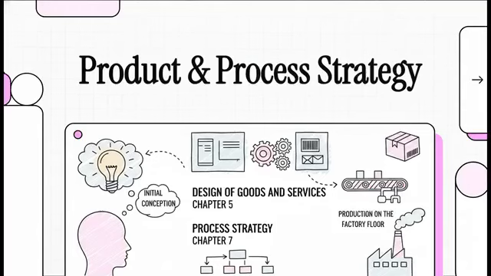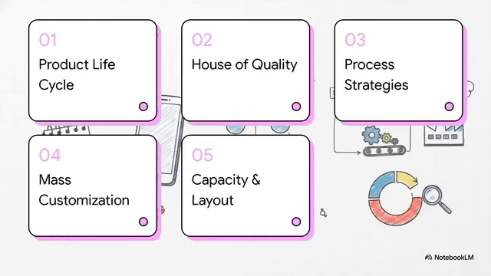Let's get into it. Here is our incredibly packed roadmap for today. We're hitting the product life cycle, the house of quality, the 4 basic process strategies, the absolute miracle of mass customization, and finally, strategy, capacity, and layout.